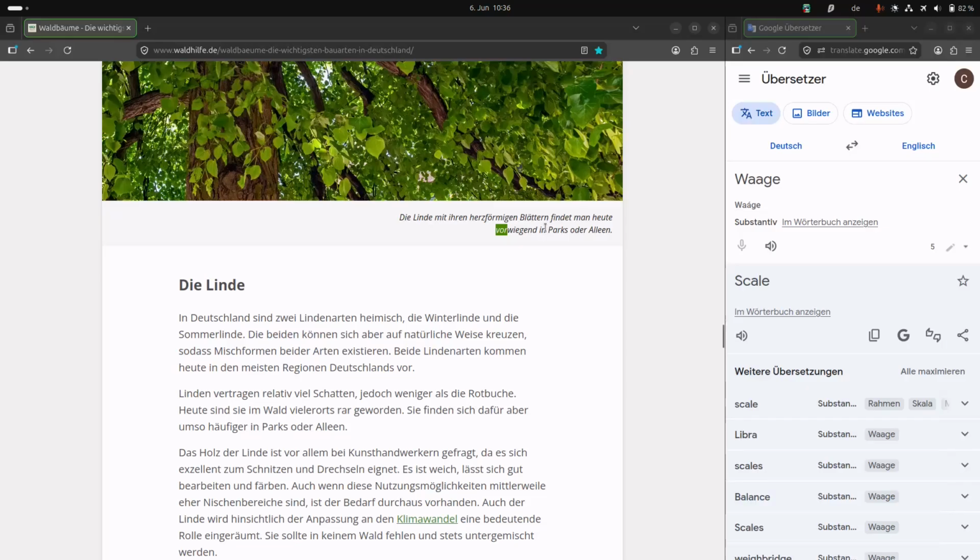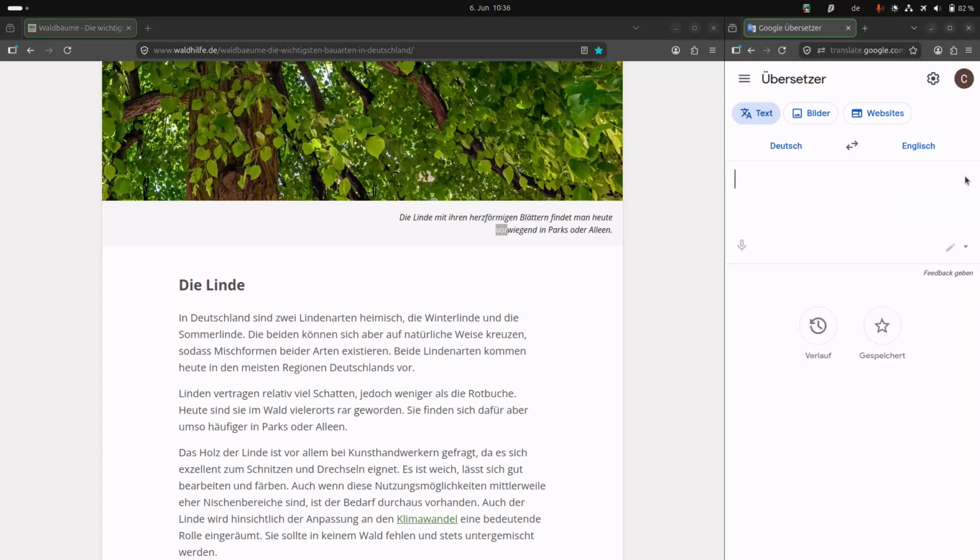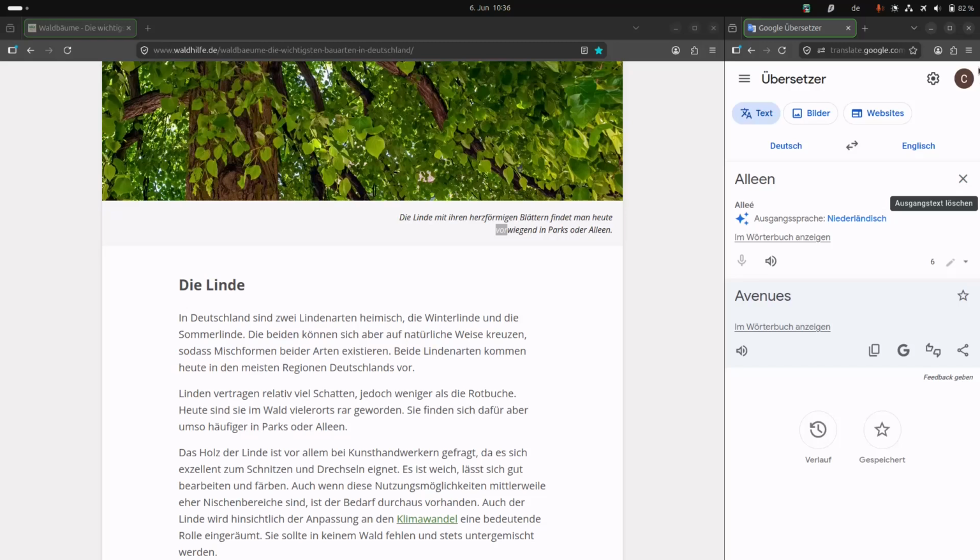In is the same in English, parks also the same in English, oder, or. Alleen, avenues, kind of similar but not the same word. So, die Linde mit ihren herzförmigen Blättern findet man heute vorwiegend in Parks oder Alleen. The linden tree with her heart-shaped leaves finds one nowadays mostly, in parks or avenues. So the Linde with her heart-shaped leaves is nowadays mostly found in parks or avenues.